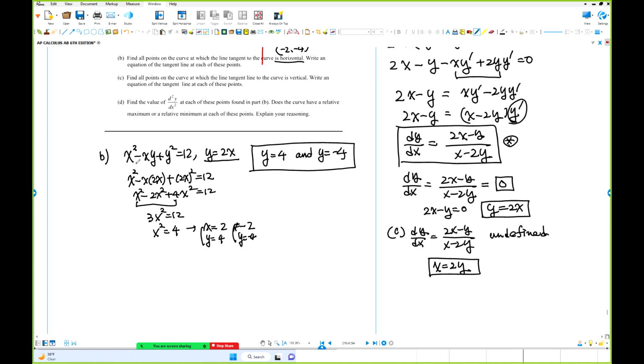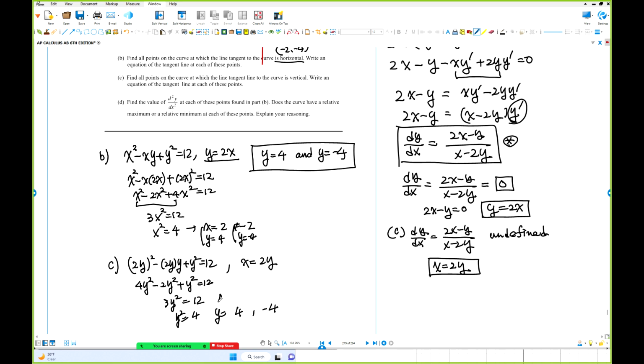Put this into the equation again. x is now 2y, or y equals x over 2. But this time, I'm going to find the value of y first. x is 2y, so 2y squared, minus x which is 2y times y, plus y squared equals 12. 2y squared is 4y squared, minus 2y squared, plus y squared equals 12. That is 3y squared equals 12. y squared is 4, so y is, what is that, plus or minus 4, right?